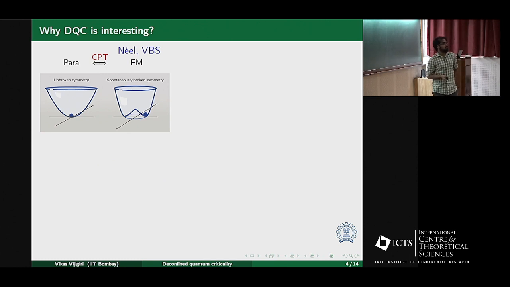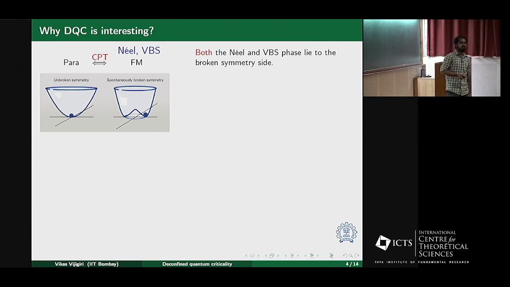From the Landau-Ginzburg-Wilson paradigm, we all know that a ferromagnetic state breaks the rotational symmetry, while the paramagnet doesn't, and you have a phase transition between these two that is accompanied by spontaneous symmetry breaking. But for both Néel and VBS, both of them break some other symmetries. For example, Néel breaks the rotational symmetry and VBS breaks the lattice translation symmetry for spin half systems. So the question is whether we can have a continuous phase transition for such a scenario.